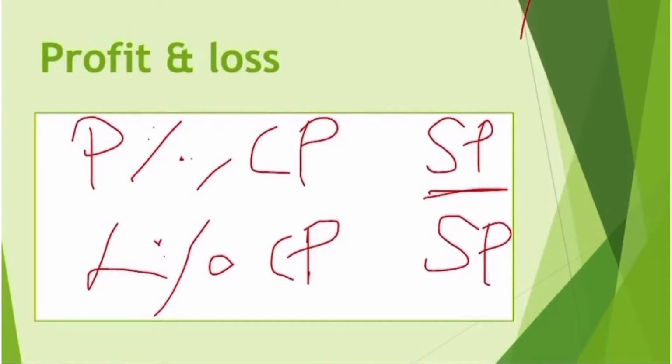In case we get questions like what should be the selling price so that the seller gets 10% profit, or if the seller has suffered 20% loss, then at what price he would have sold that. In those situations, we can use these formulas. Now we'll see what the formulas are.